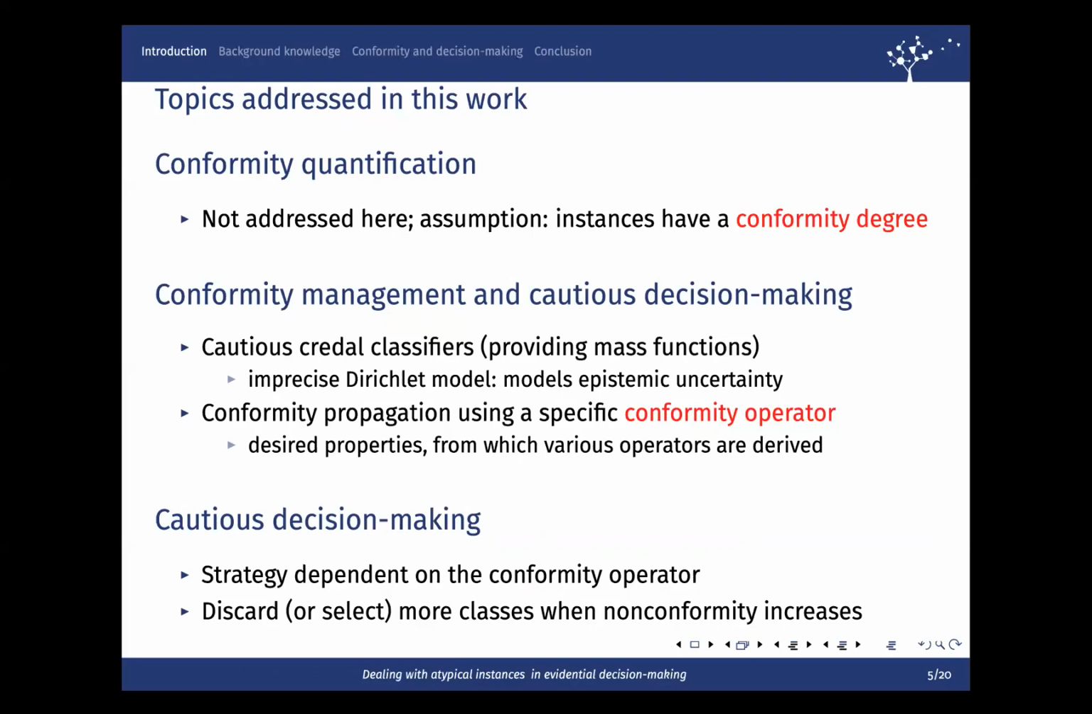So we want to consider classifiers which provide mass functions as outputs. And more precisely, they will use the imprecise Dirichlet model in order to model epistemic uncertainty. We also have this conformity degree, which we will propagate through the model using a specific conformity operator. And in the end, we want to do some cautious decision making by using a specific strategy which will depend on the conformity operator that we have proposed.